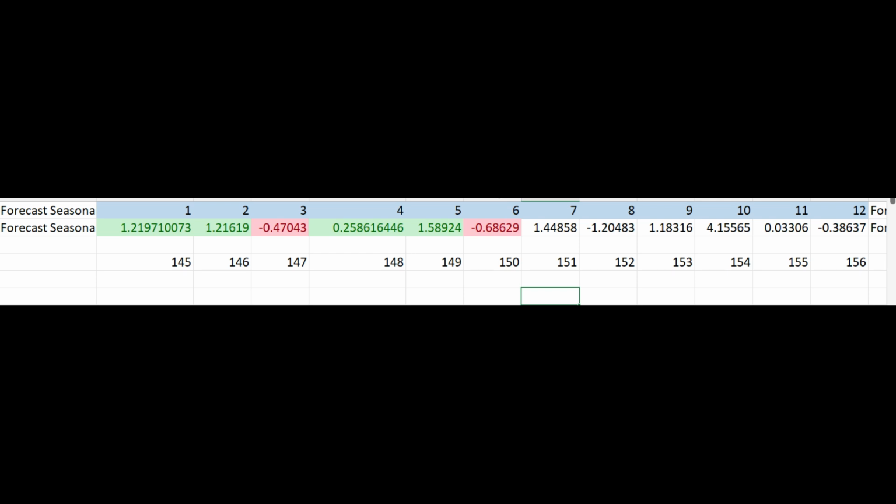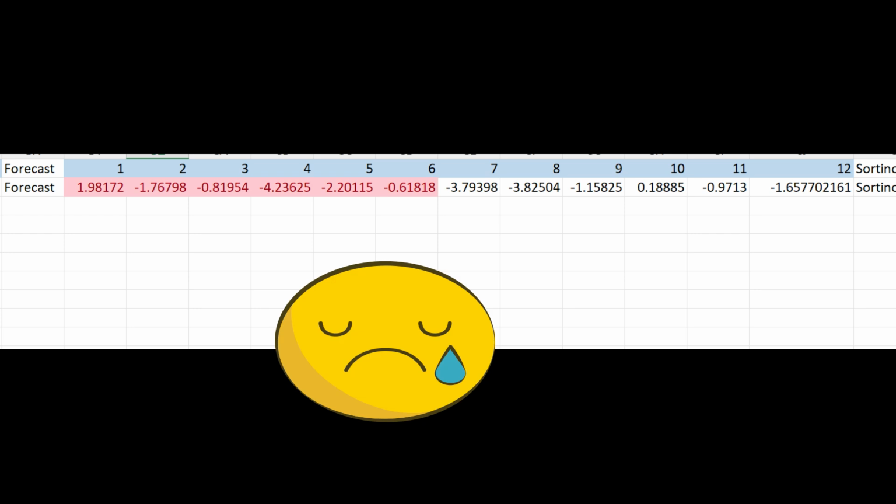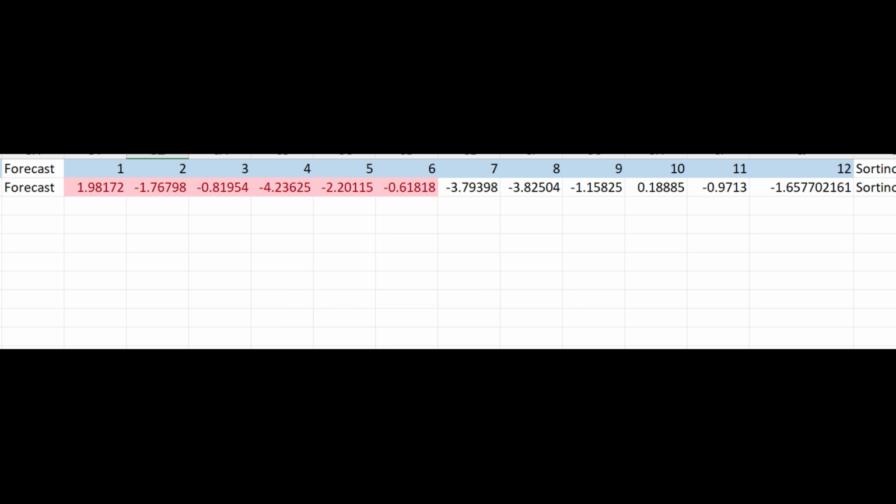I also use the seasonal forecast formula in Excel. 4 good months and 2 bad months. That's a good sign of future growth. The normal forecast is not so optimistic about our strategy. A minus point we should consider.